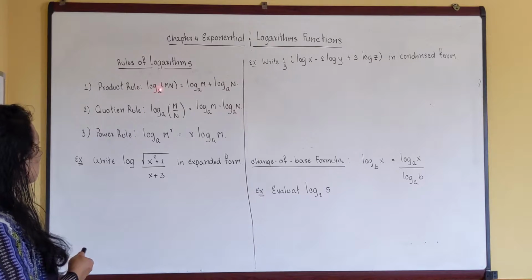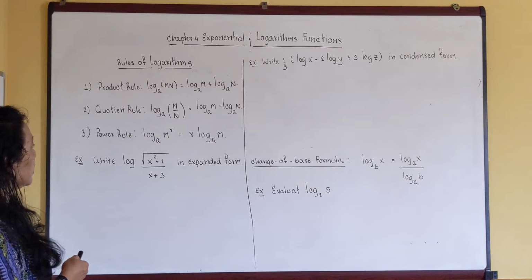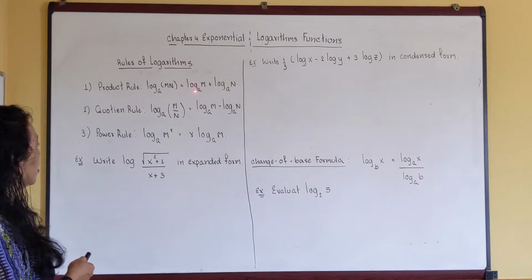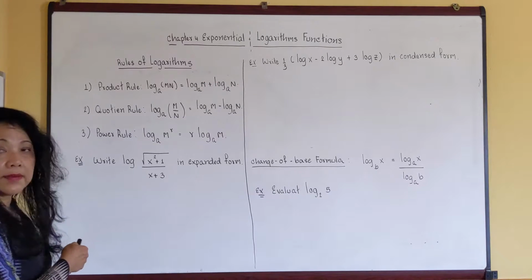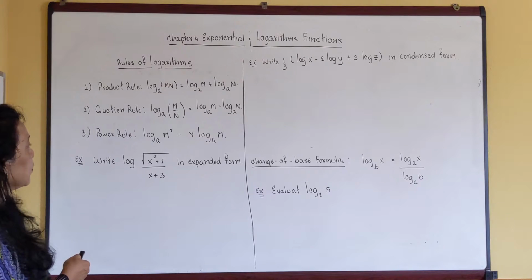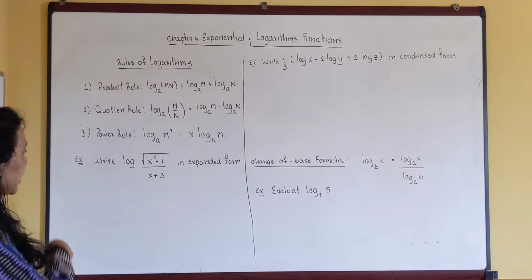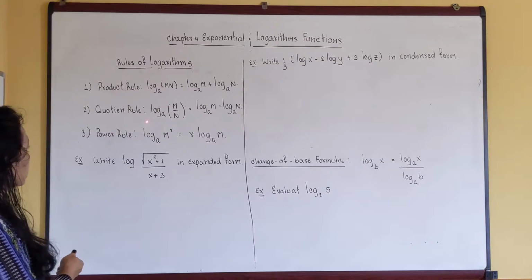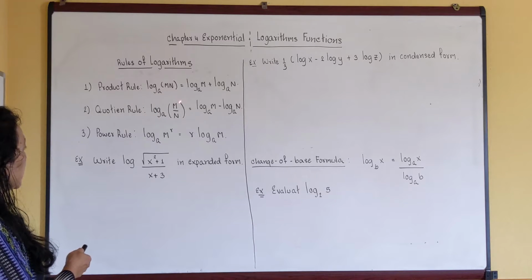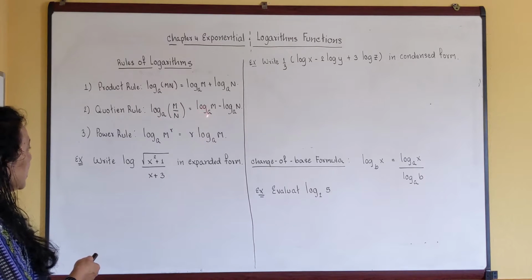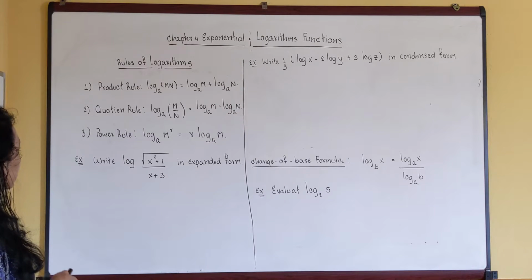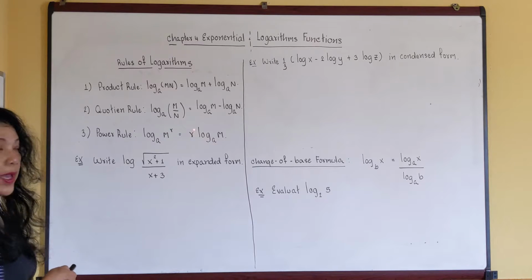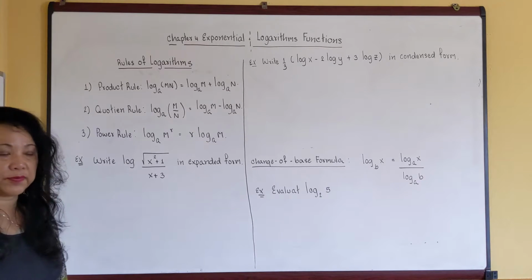If you have log base A of m times n, and you want to write its expanded form, it is log base A of m plus log base A of n. So the left hand side is called the condensed form, and the right hand side is the expanded form. The quotient rule: you have log base A of m over n, which is going to be log base A of m minus log base A of n. The power rule tells you that if you have an exponent, you can bring it up front.